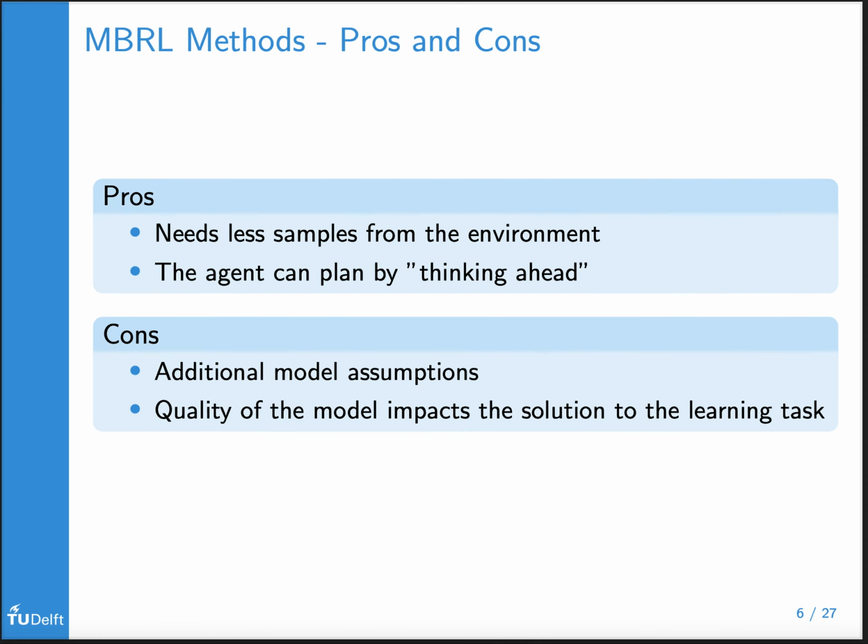So on one side, model-based methods can potentially need fewer samples from the environment to solve a certain task when compared to model-free methods. So this is indeed a nice thing to have. Moreover, the agent can leverage the model to plan by thinking ahead and simulating multiple future trajectories and then choosing an action. However, model-based methods require an additional model assumption when approximating the environment dynamics. If these assumptions are wrong, they will reduce the accuracy of the predictions. Also, the quality of the model will have an impact on the solution to the task.